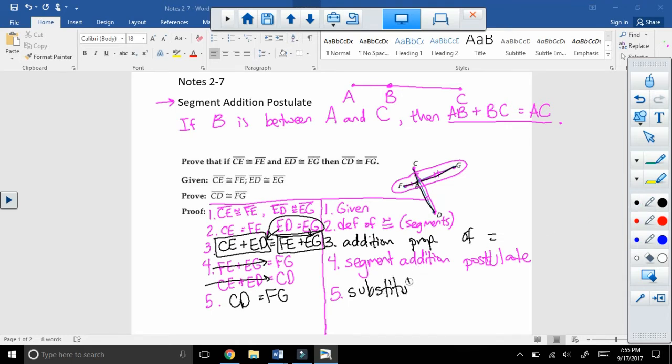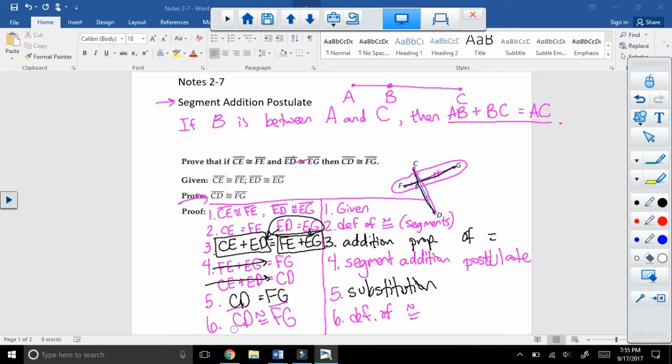Substitution. And then the last step for this, I'm going to say that I'm almost done. I wanted to prove why these things were congruent. So these are congruent because now I've said that they are equal. And CD is congruent to FG. And this is an example of the definition of congruency again.